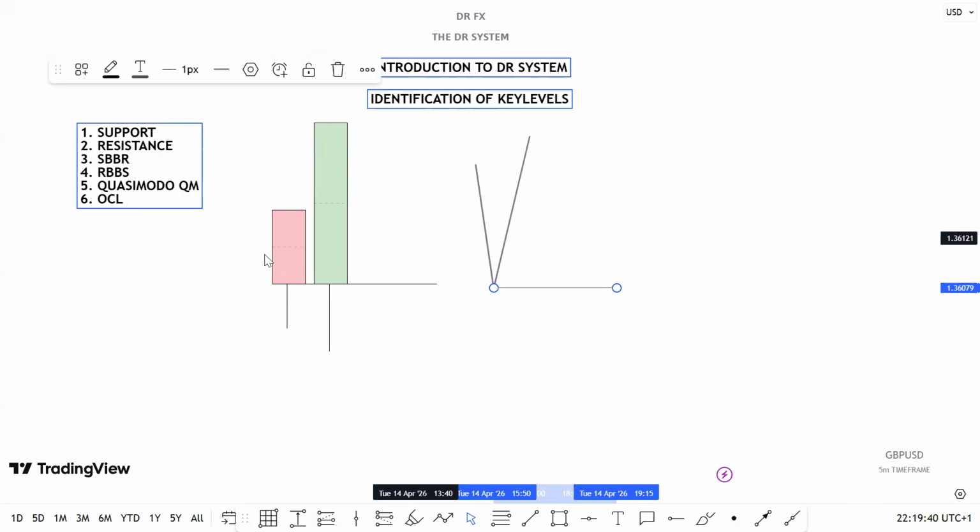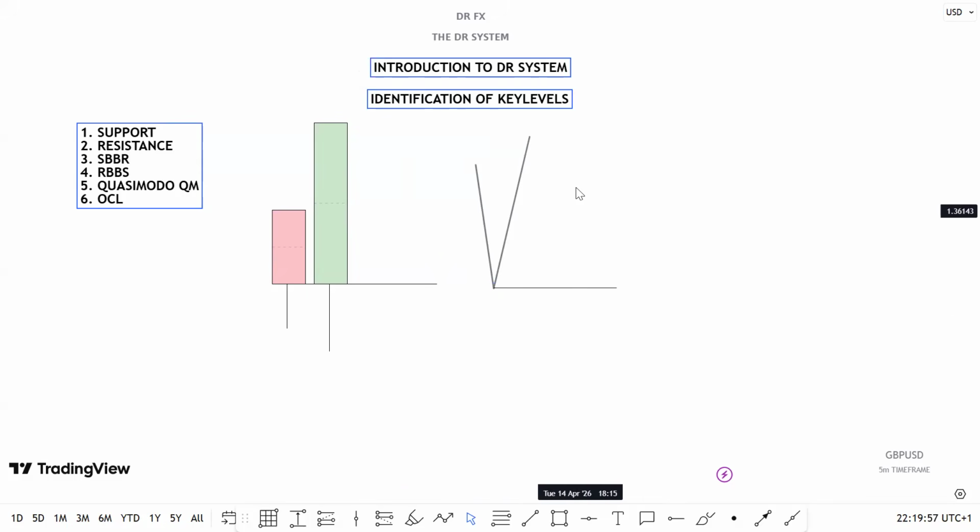So this is what we call a support. A support is a V-shaped key level, and on the line chart it is going to look like a V, and on the candlestick chart it is going to look like this, where two key levels meet. Also, these supports are where we are going to be looking for buys.